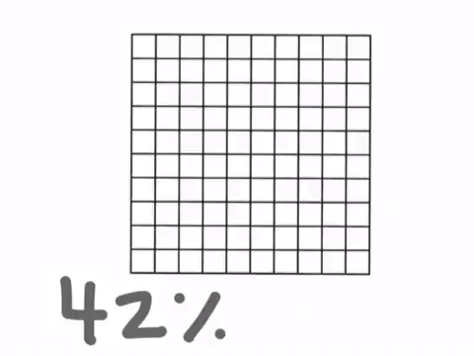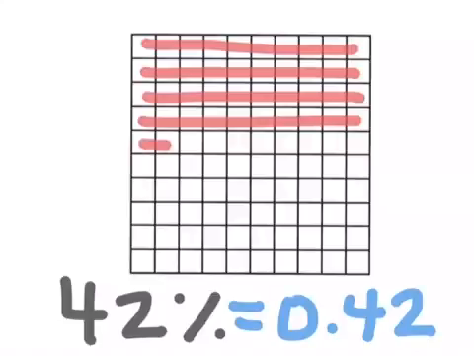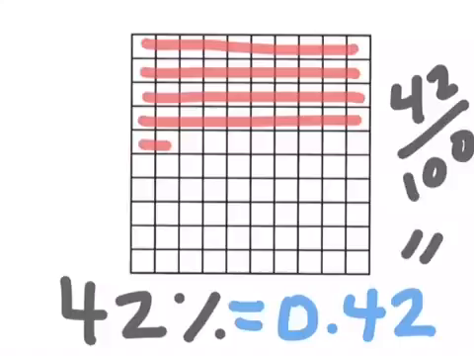If I want to represent 42%, I would simply color in 42 out of 100. That's 42%, which is the same thing as 42 hundredths. And if I wanted to think of that as a fraction, that's the same thing as 42 out of 100, also pronounced 42 hundredths.